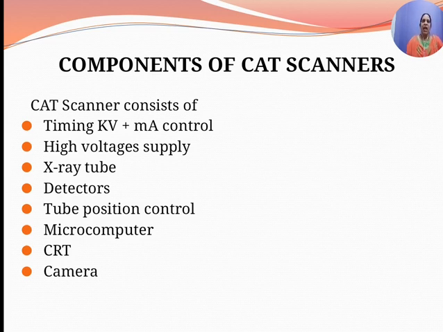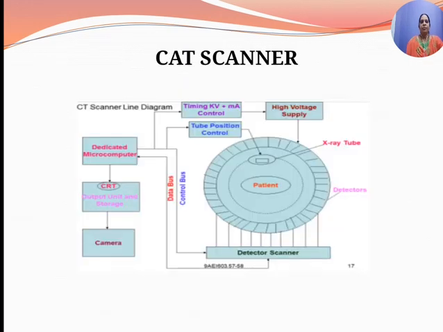The CT scanner consists of timing and voltage kV plus milliamp control, then high voltage supplies, X-ray tube, then we have the detectors, tube position control, then microcomputer, CRT and camera. So, CT scanners.